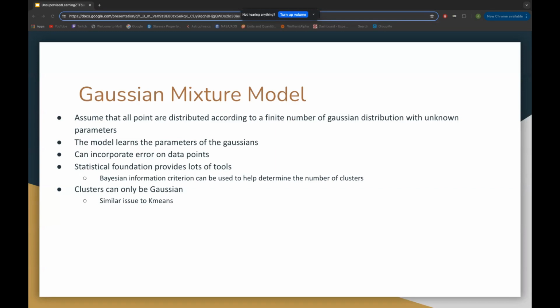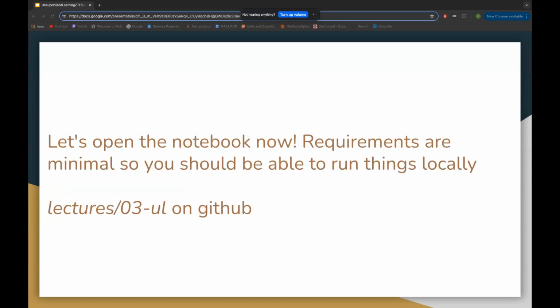Yeah. If there aren't any questions, I think we should go into the notebook. It's under lectures, it's 03-UL is the directory where the notebook is. And yeah, so basically in the notebook, you're going to look through a data set that I have selected to make this exercise work.